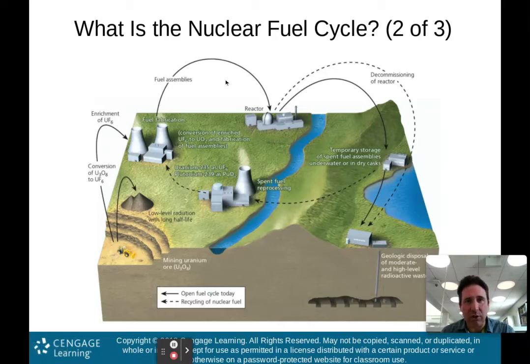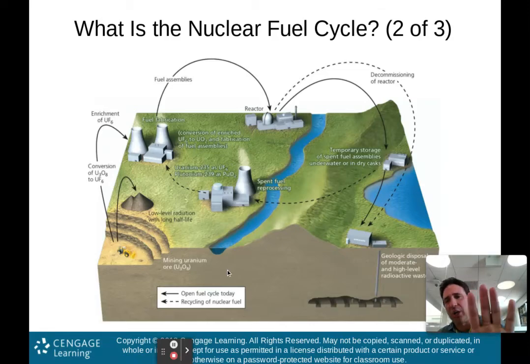Then sending it to the fuel assemblies, the reactor, where you then get the temporary storage, some underwater cask or dry cask, and then some kind of permanent storage somewhere underground. What you see in the dotted lines is some recycling that is trying to be done here. Some of these fuel rods are recycled a little bit. Again, decommissioning of the reactor, you have to store everything underground.